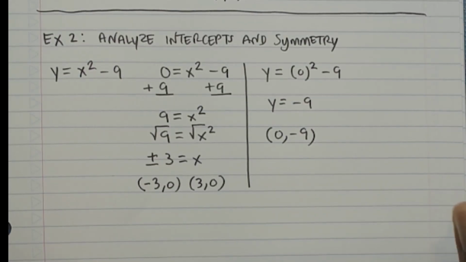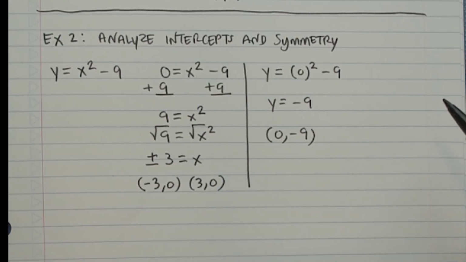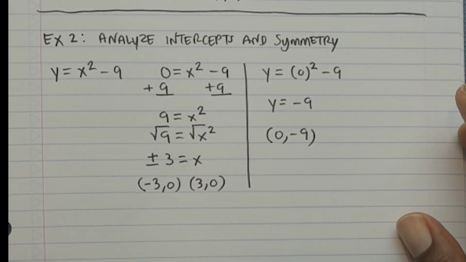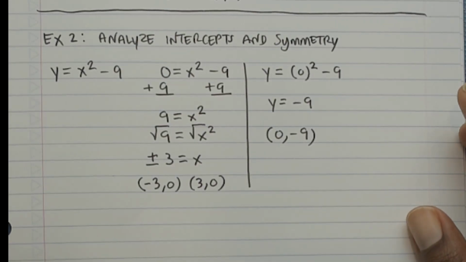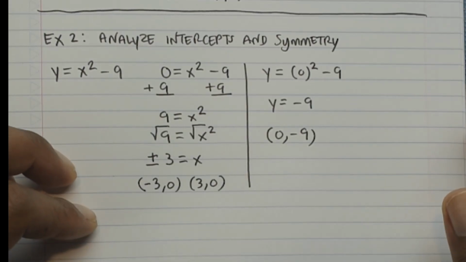Now we're going to look at symmetry and determine whether or not this has symmetry at all. Because remember, you can have symmetry or you cannot have symmetry. So we're going to test that. Let's test for the y-axis of symmetry.